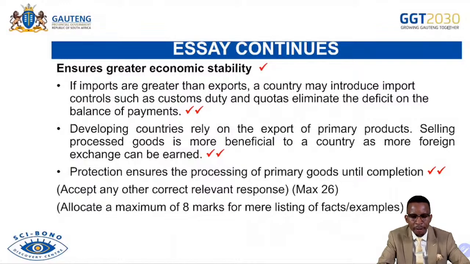Continues. If imports are greater than exports, a country may introduce import controls such as customs duty and quotas to eliminate deficits on the balance of payments. Developing countries rely on export of primary products. Selling processed goods is more beneficial to a country as more foreign exchange can be earned. Remember, developing countries are mostly selling less value-added goods because they are not well transformed to final goods. Production ensures the processing of primary goods until completion, then they can be exported. Any other response that is relevant and correct will be accepted for 26 marks.